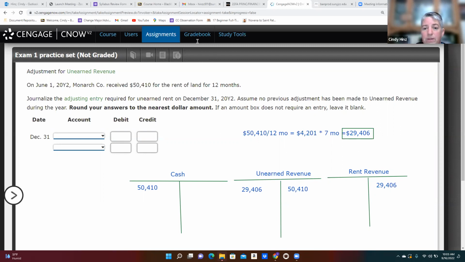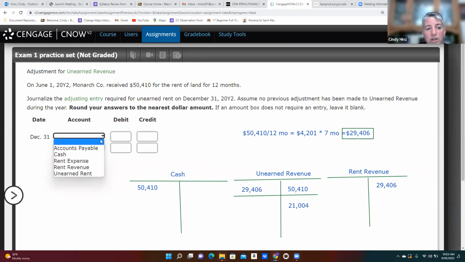So if we wanted to take this one step further and just see, well, how much do we still owe our tenants then? $50,410 was the original balance, and we've now earned $29,406. So the ending balance, what would show up on our year-end balance sheet, would be, we still owe them $21,004 worth of rent, of use of our land.